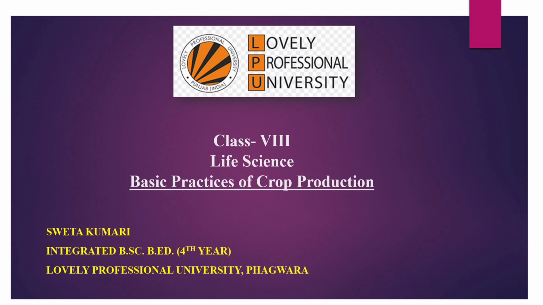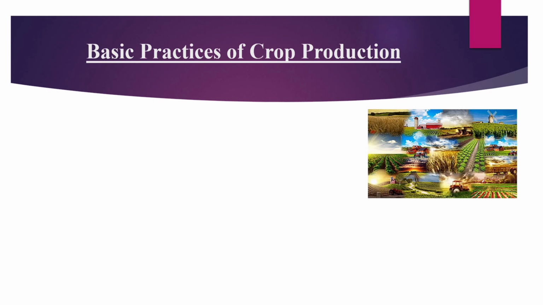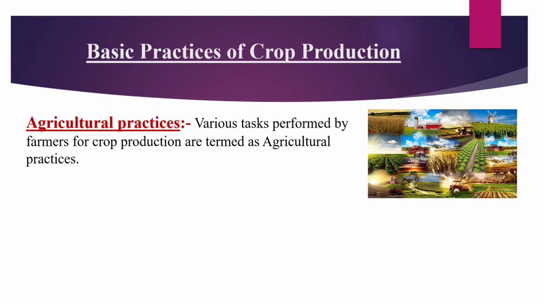So students, today we are going to learn about basic practices of crop production. As we know, various activities are performed by farmers for the cultivation of crops over a period of time. These various tasks performed by farmers for crop production are termed as agricultural practices. And there are different agricultural practices, and let's just see what those are.